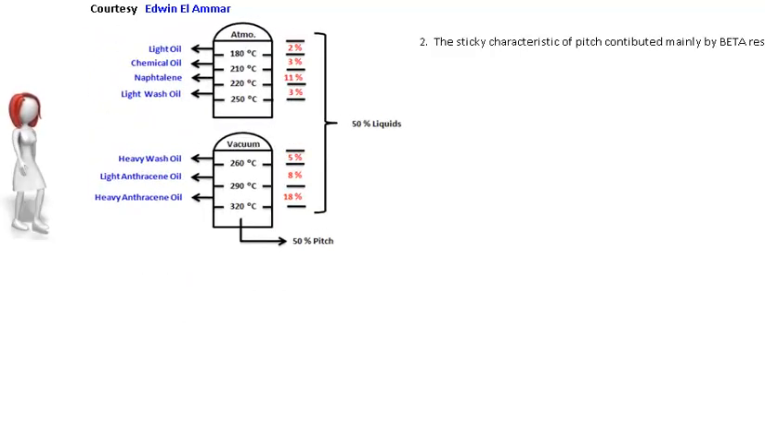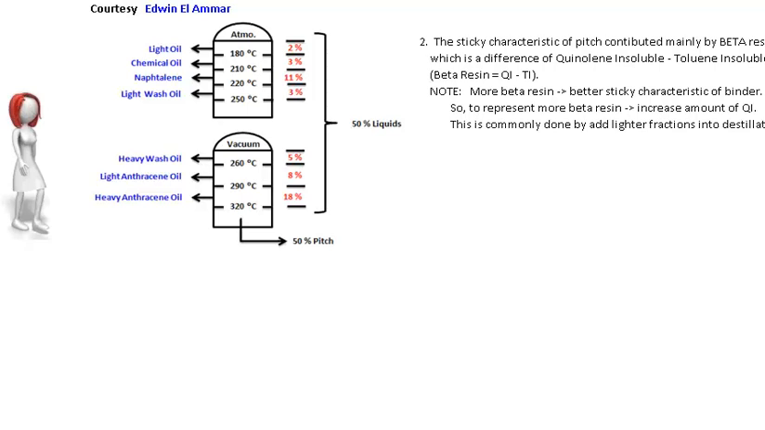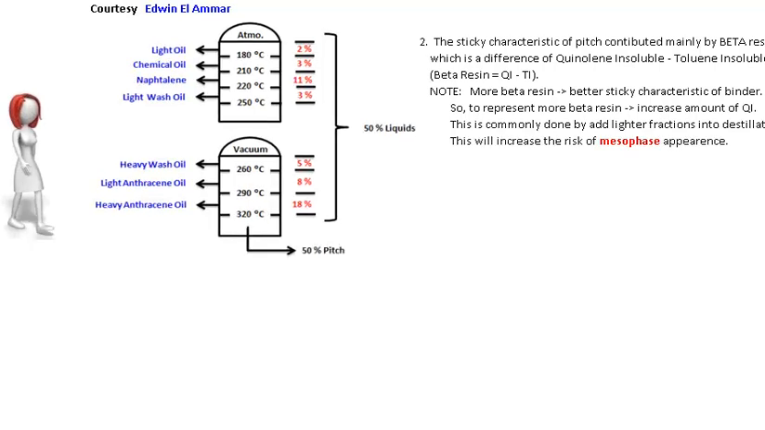Two. The sticky characteristic of pitch is contributed mainly by beta resin, which is the difference of quinoline insoluble and toluene insoluble. Beta resin equals QI minus TI. Note, the more beta resin, the better the sticky characteristic of the binder. So, to get more beta resin, increase the amount of QI. This is commonly done by adding lighter fractions into distillation. This will increase the risk of mesophase appearance.